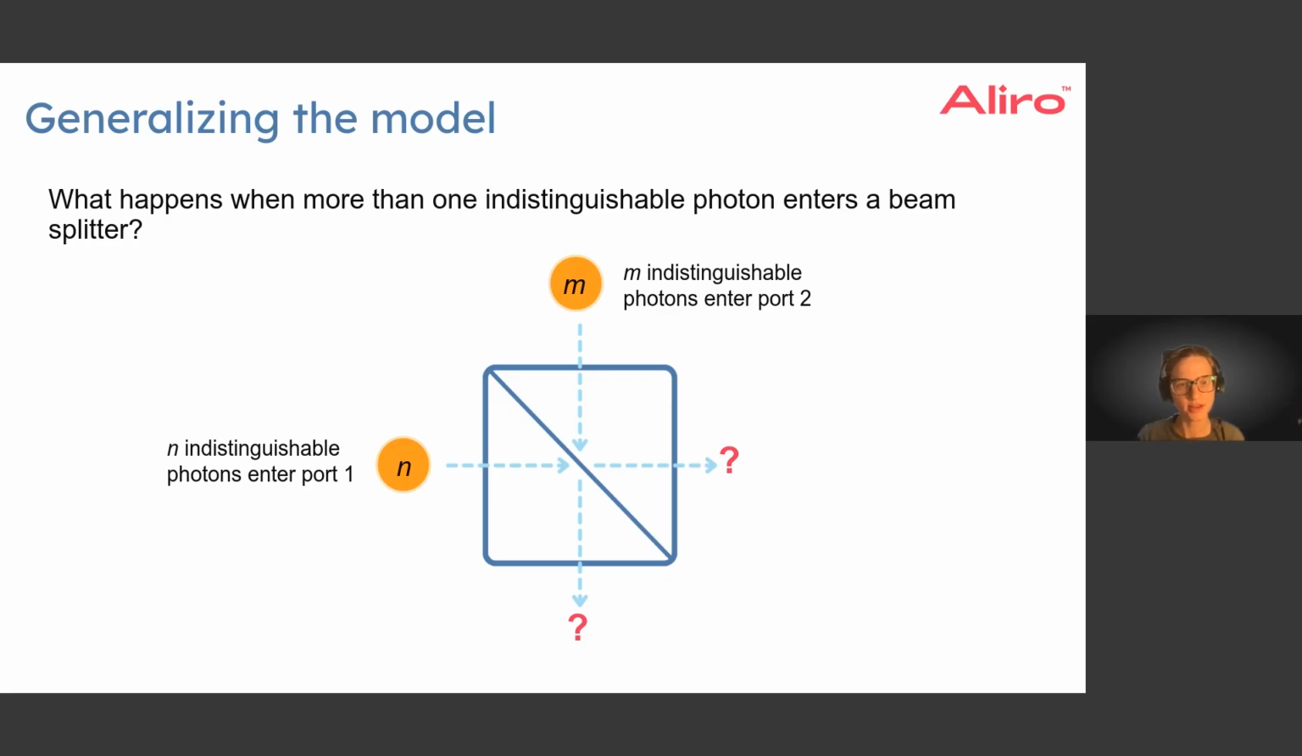One thing that we haven't really thought about yet is what's going to happen if more than one indistinguishable photon enters into a beam splitter. So it's unclear that we maybe have the machinery yet to determine what would happen if we have some beam splitter where we have, say, m indistinguishable photons entering into this top port and n indistinguishable photons entering from the side port. And of course, in the real world, this could happen in experiments, so we might want to know how to model this.